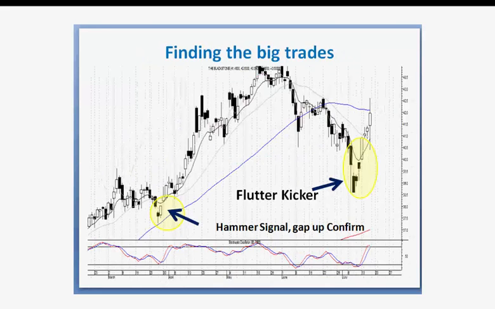I don't know why we have some of these on here. But based upon where we are in the trend of an index or an individual stock price, we're looking for the signal that works appropriately. We're looking for those flutter kicker signals. We're looking for the hammer signals being confirmed.